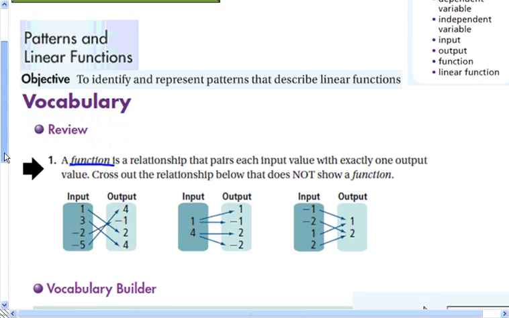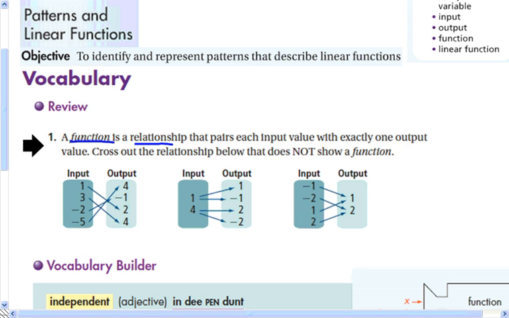In general, a function is a relationship. And a relationship is anytime you have a pair of input and output values. But a function is a relationship that pairs each input value with exactly one output value. So if you look at these groups, the input values tables here, in this one, 1 goes with 2, 3 goes with 4, 5 goes with 4, 2 goes with -1. There's one line going from each input value to each output value. That is a function.